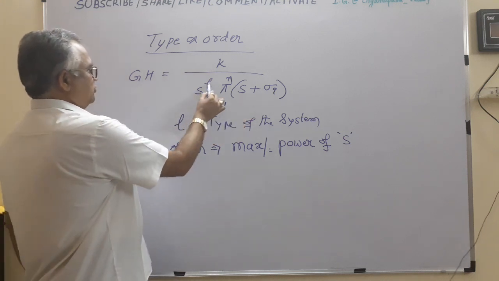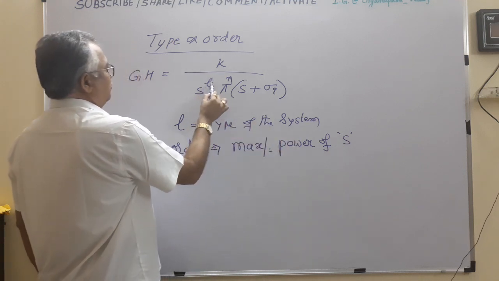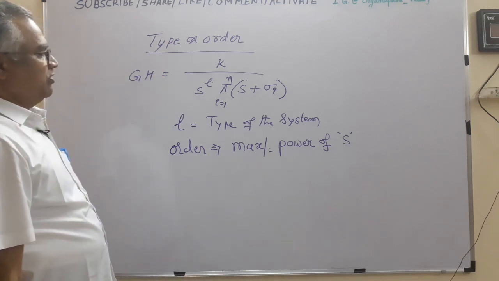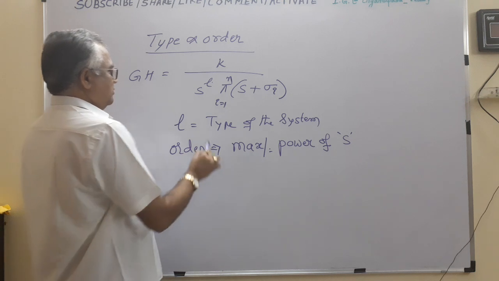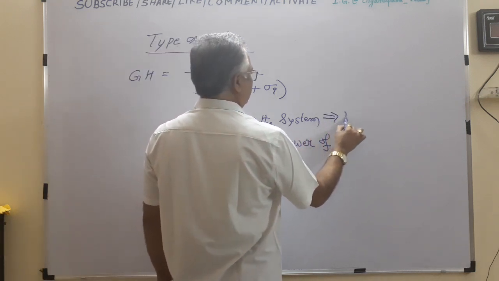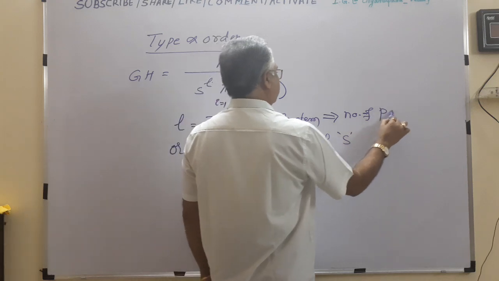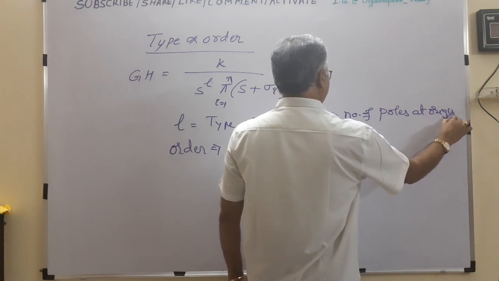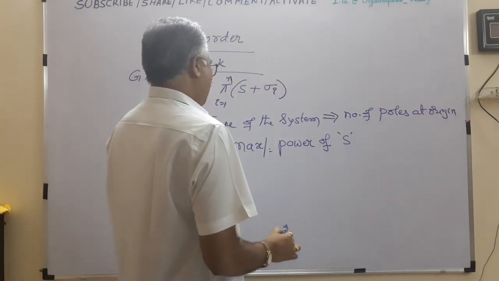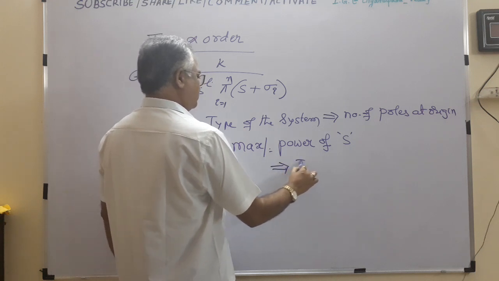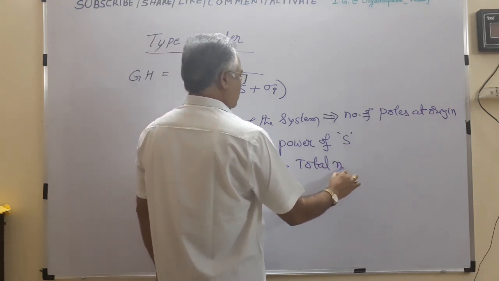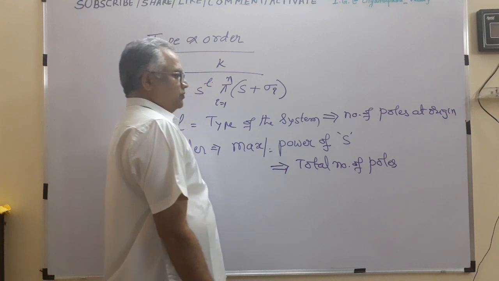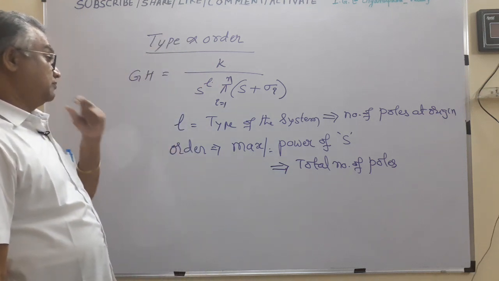If L equal to 0, type 0. L equal to 1, type 1. L equal to 2, type 2, like that. Maximum power of s is the order. L will tell you the number of poles at origin. Order will tell you the total number of poles.